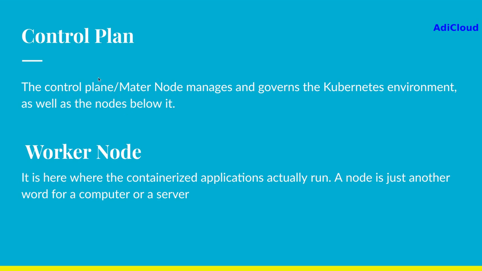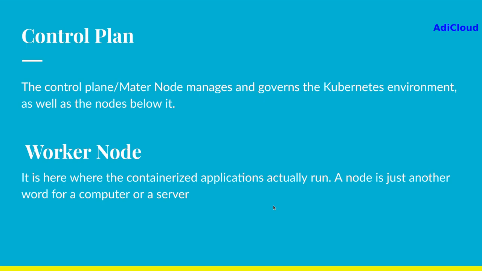One is the control plane, which is also called a master plane or a master node. It is like a boss which will manage and govern the Kubernetes environment as well as the nodes below it, or you can say the worker nodes where your containerized application is supposed to run. And then we have the worker node. It is here where your containerized application will actually run. A node is just another word for a computer or server. When you containerize your application, that containerized application will run inside this worker node, right?